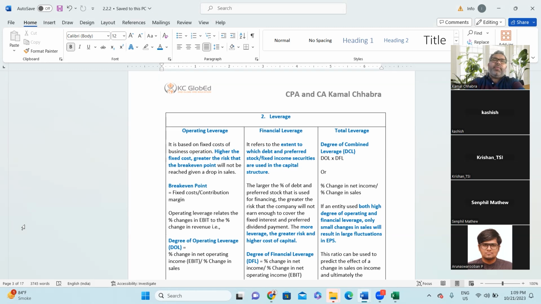The costs which are fixed in nature for your operational expenses are called fixed cost, like your depreciation, maybe your electricity bill, maybe your rental expenses, right? Those are all fixed costs for the organization that may be required for their operation. And what is the contribution margin? Your sales minus variable cost, right?